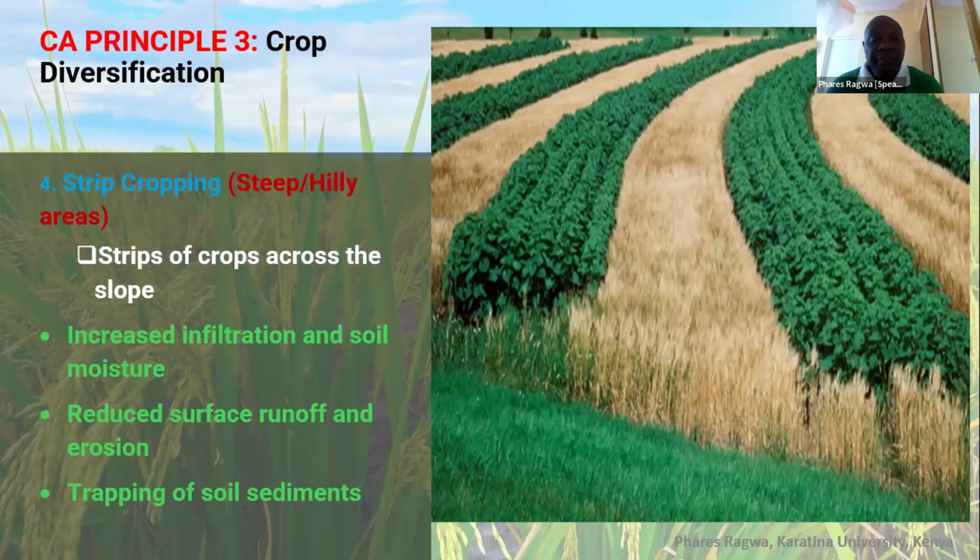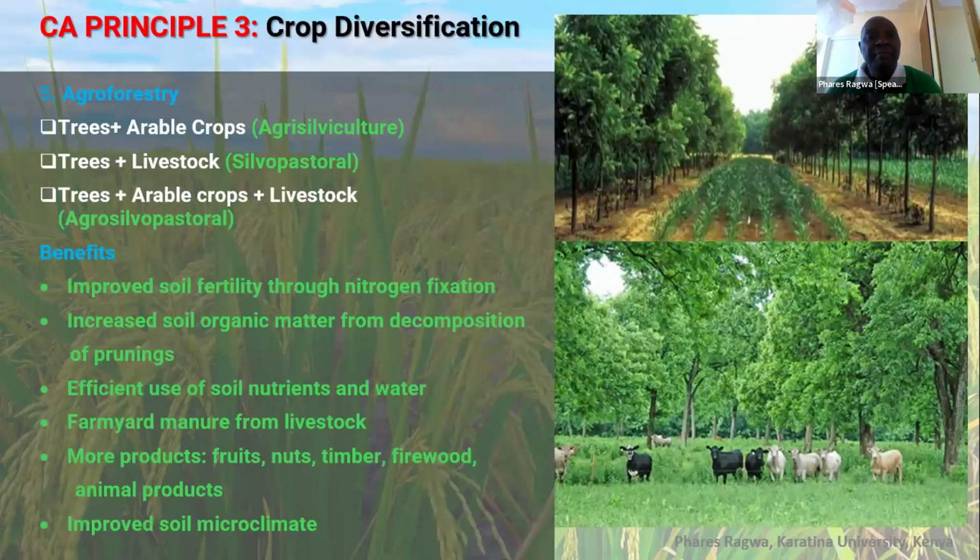And still under crop diversification, we have strip cropping, like it's demonstrated there. You have the strips of crops alternating along the slope. And the benefits are, like you can see there, water retention, reduced runoff, reduced erosion. Under diversification, we also have agroforestry. You can combine crops with tree species. You can bring in livestock. And agroforestry can take different formats, like illustrated there.